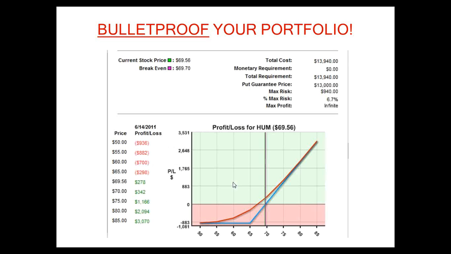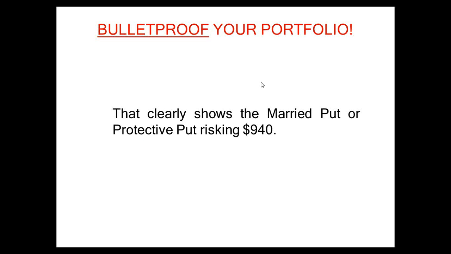Okay, so let's look at the graph. Here's how the graph looks. It's a hockey stick, okay? The blue line is expiration, and the red line is what that net position is doing at each of these prices with still some time left in the put, okay? Maximum profit is infinite, and the maximum risk is 6.7%. Okay, now, so we've set that up. That shows that married put risking 940.